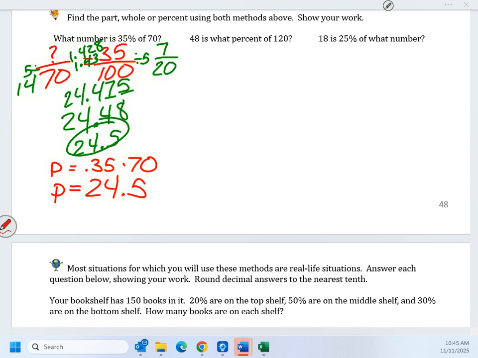Oh, I need more people than just Elliot. How do I set up my proportion? 48 is what percent of 120? What do you think, Henry? It would be 48 over 120 is question mark, remember? No.